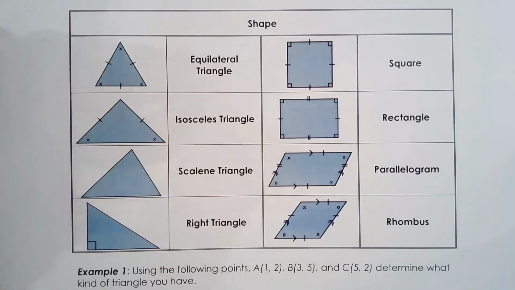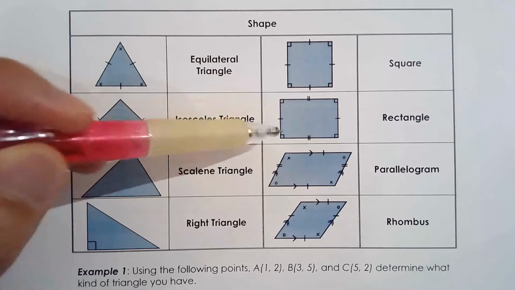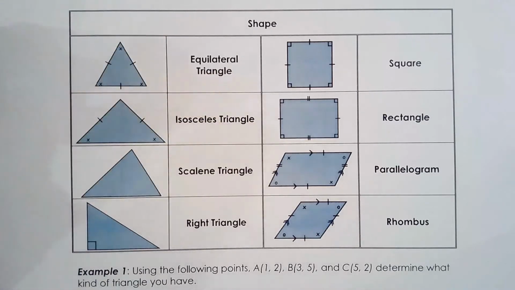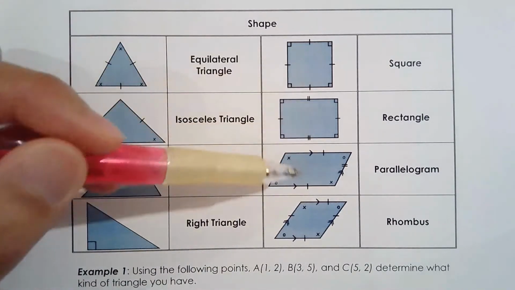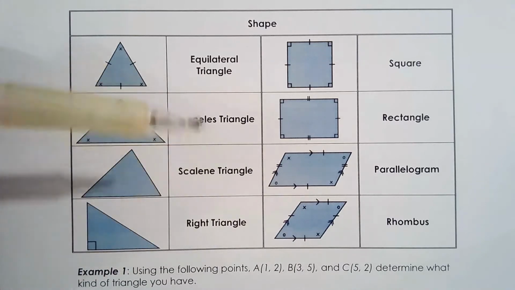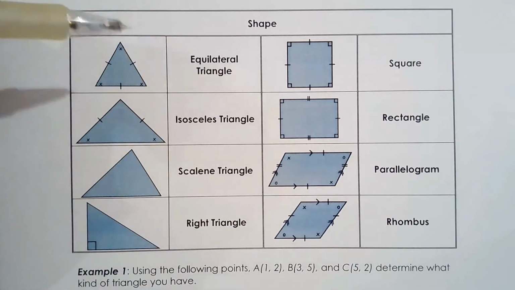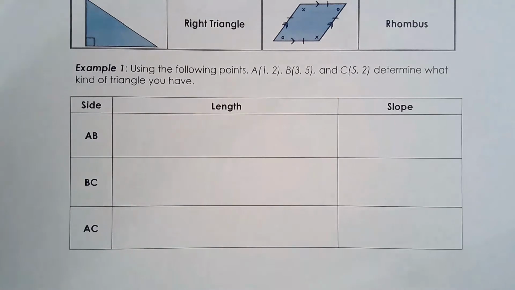So if you have a quadrilateral and you have a rectangle, don't just say you have a parallelogram. You have to say you have a rectangle. Hopefully you can see the connection between square, rectangle, parallelogram, and rhombus, and the conditions that are placed in order to become one of these quadrilaterals. So you know what? Let's classify this triangle here for example 1.